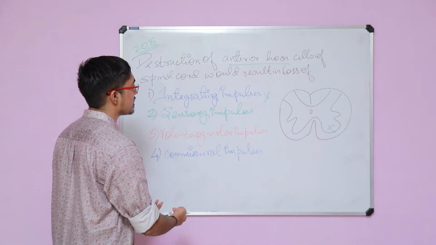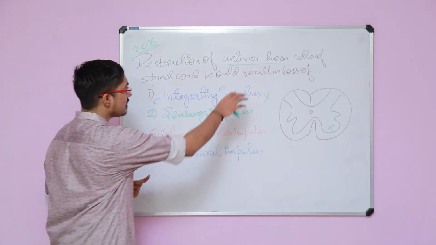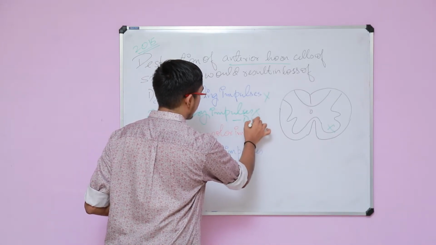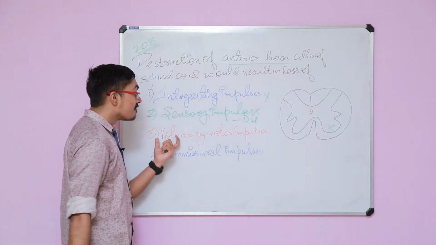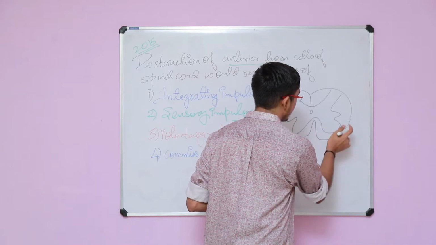It will identify the impulse and it will give the necessary motor signal. Sensory impulses, will it result in loss of sensory impulse? No, this is actually associated with the dorsal horn of the spinal cord. This is the horn which is associated with sensory impulse. Voluntary motor impulse, yes, voluntary motor impulse is associated with this anterior horn.